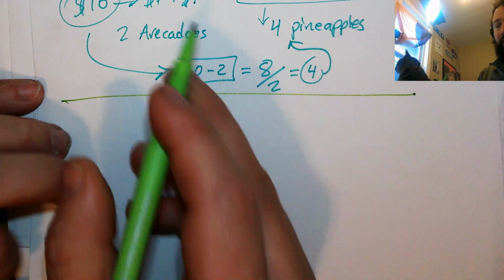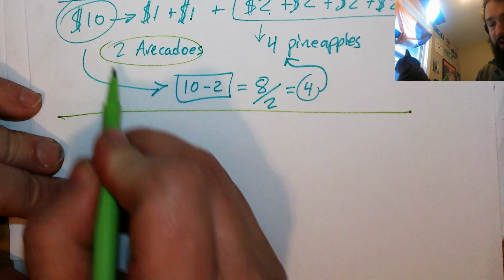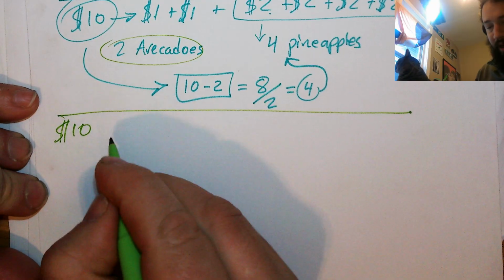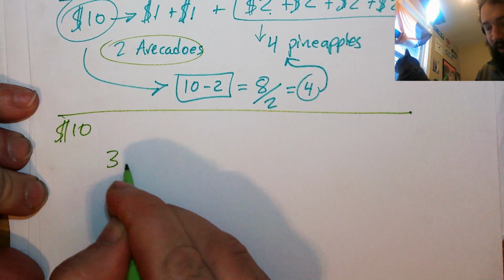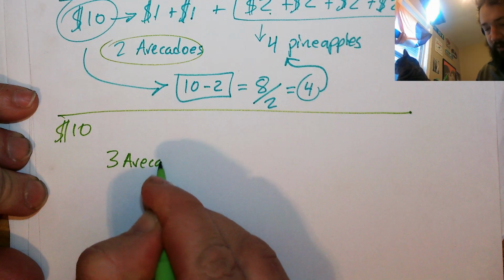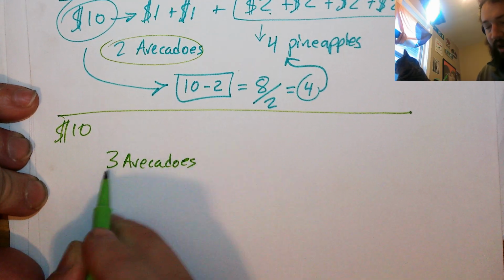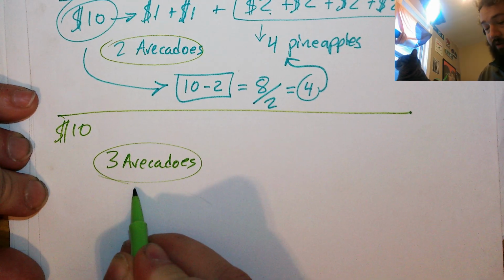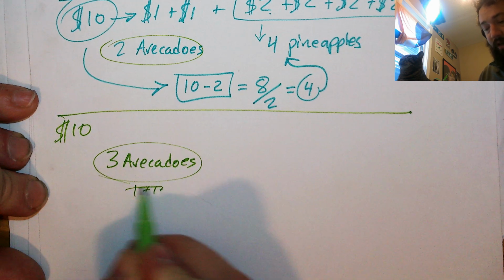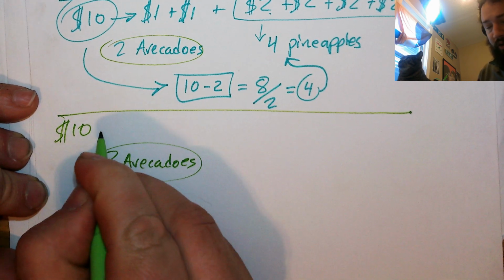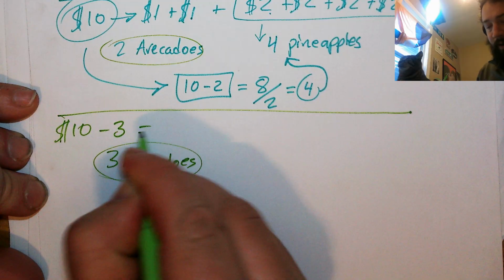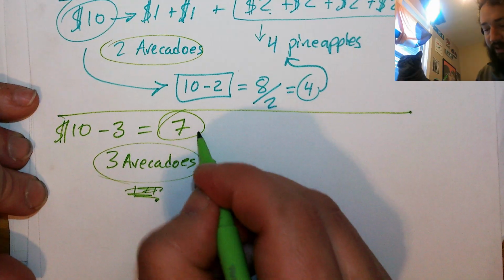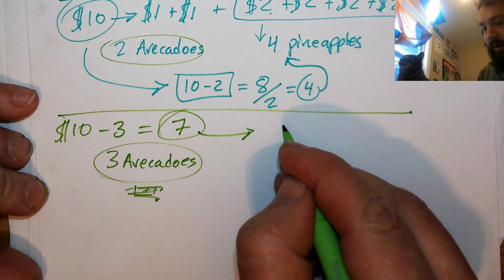I'm going to try 3 avocados, no more 2 avocados. So I start with $10, and I'm going to get 3 avocados. And I know those 3 avocados is going to cost me $3 because it's 1 plus 1 plus, I said I wasn't going to show the long work. So I'm going to say minus 3. That gives me $7 to play with. So I have $7 left over for pineapples.